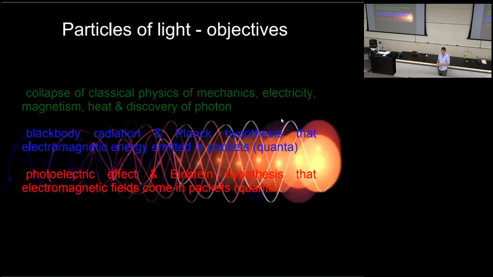What is black body radiation? What is the photoelectric effect? Why did it unleash this new physics, this new world in which energy in electromagnetic fields comes in packets, and this new world in which the electromagnetic fields themselves are in packets or quanta or what we call photons.